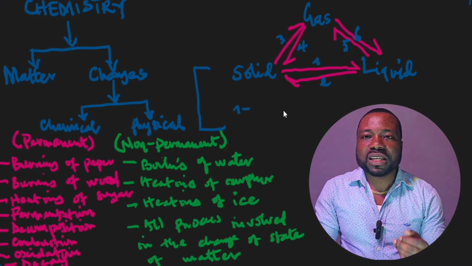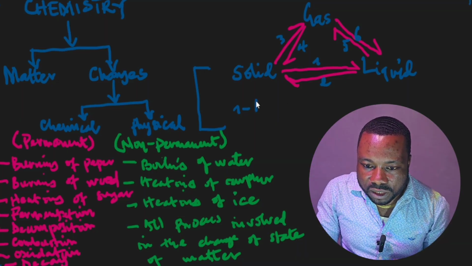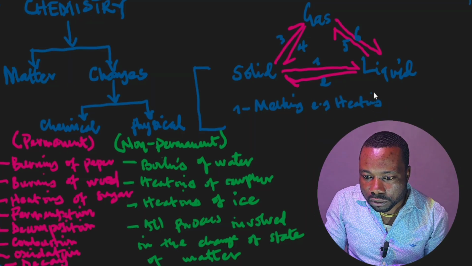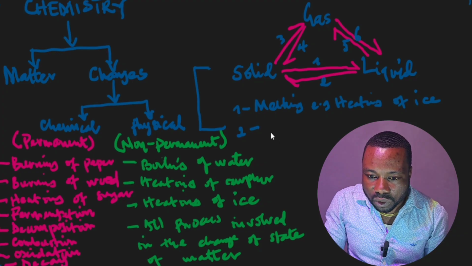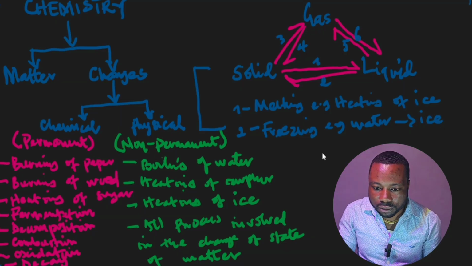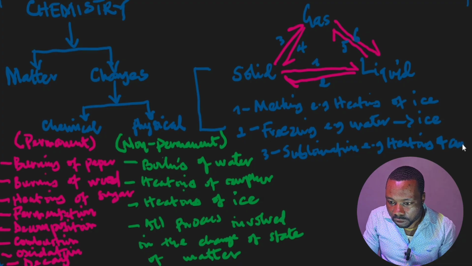Now, what is the name given to the first process? The first process is a solid changing to a liquid. We call it melting. Example, heating of ice. For the second process, a liquid changing to a solid, we call it freezing. Example, water changing to ice. For the third process, we have a solid changing to a gas. We call it sublimation. Example is heating of camphor.